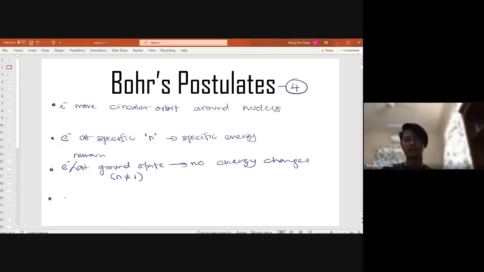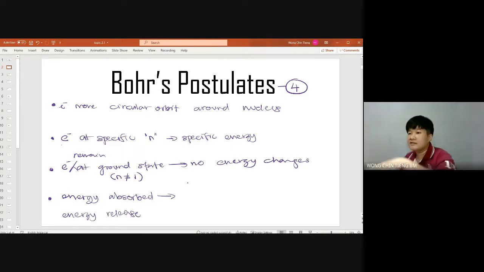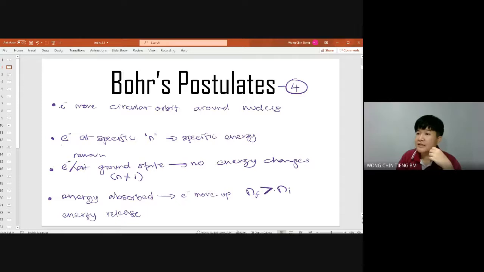Energy is emitted or absorbed by the electron when it transitions to another energy level. Energy will be released or absorbed. Kat sini saya nak tanya banyak. Energy boleh di-absorb, energy boleh di-release. My question. Energy absorb means, Syuhada, N final lagi tinggi ataupun elektron tu jatuh atau elektron tu naik? Elektron naik. Electron move up. Dan bila electron move up, bermakna N final lagi besar atau lagi kecil berbanding N initial? Lagi besar. N final must be higher than N initial. Betul, class?